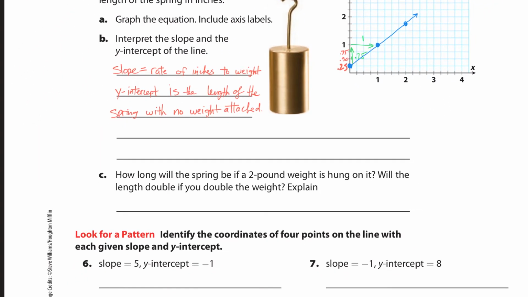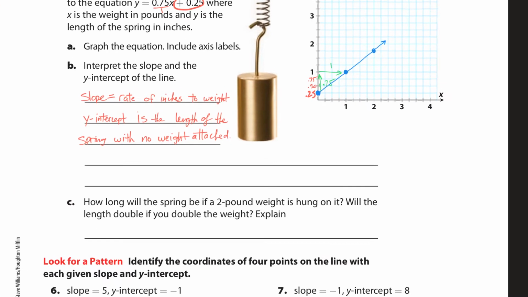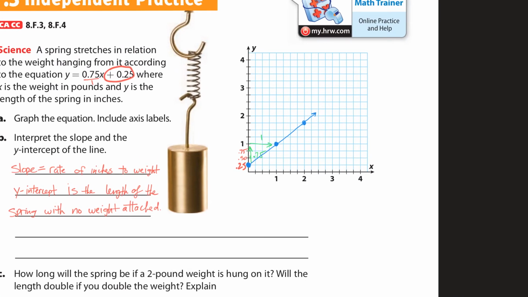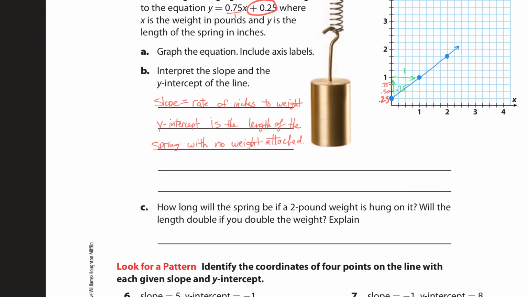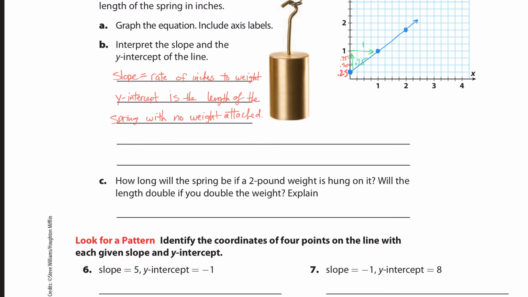Next, how long would the spring be if a 2-pound weight is attached to this? Well, let's see. We could answer that right here. If 2 pounds, that would be 1.75 right there. Done. That's easy. So, 1.75.